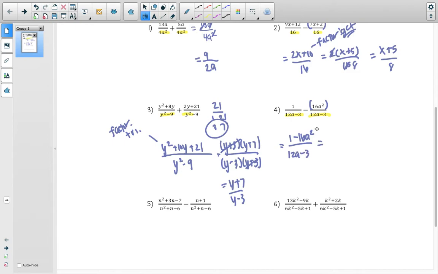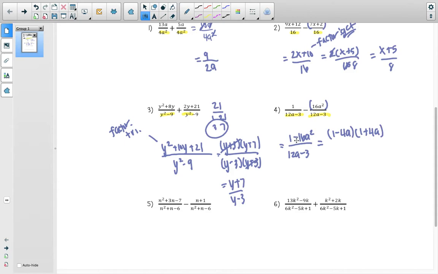But we need to simplify this. This is not the final answer, okay? Most likely, if there's an addition or subtraction sign in here, you're going to have to factor. So we're going to factor this the same way as the y squared minus 9. That's because there are 2 terms, they're subtracting, and you get the square root. So you get 1 minus 4a and 1 plus 4a.